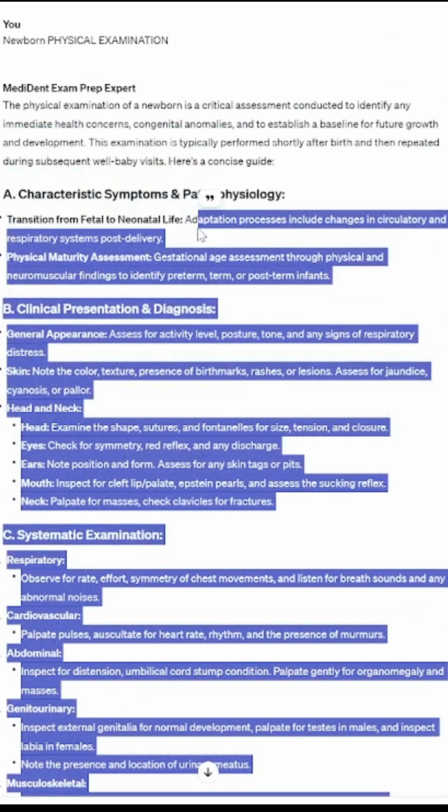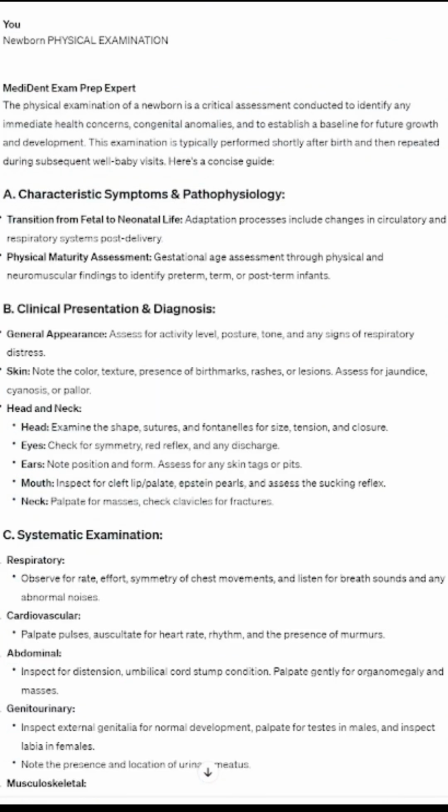The physical examination of a newborn is a critical assessment conducted to identify any immediate health concerns, congenital anomalies, and to establish a baseline for future growth and development. This examination is typically performed shortly after birth and then repeated during subsequent well baby visits. Here's a concise guide.